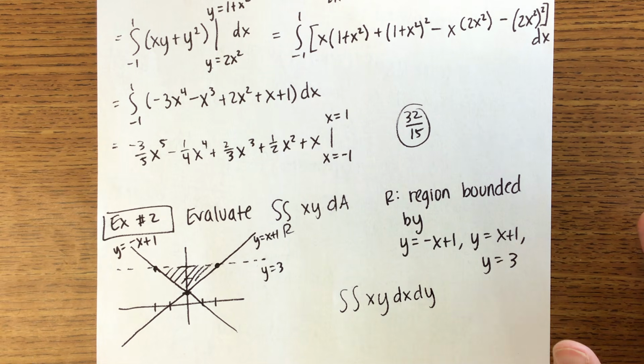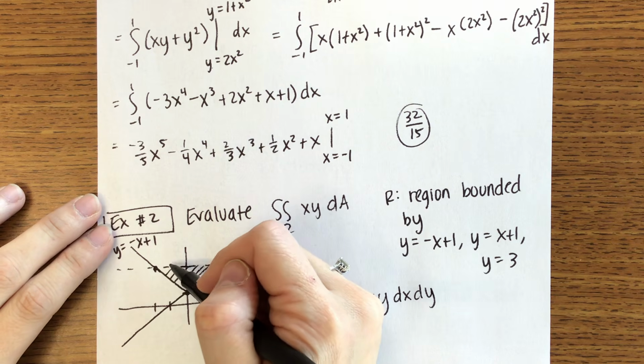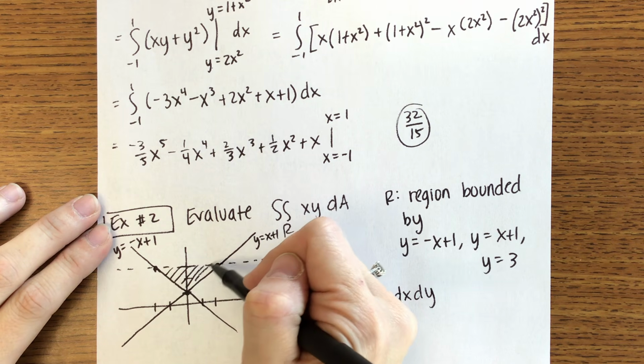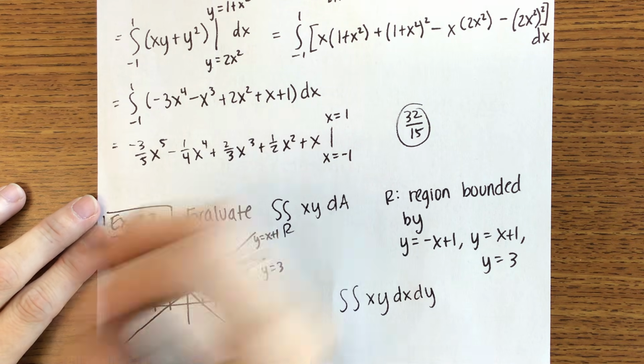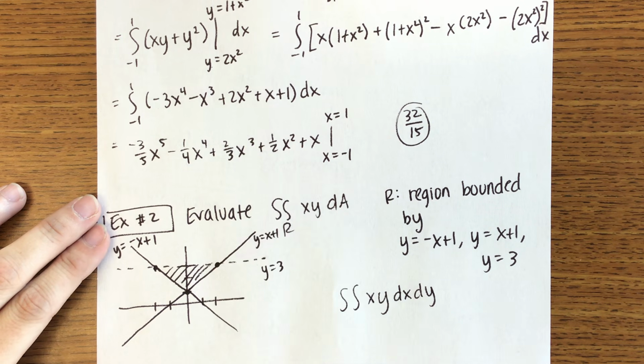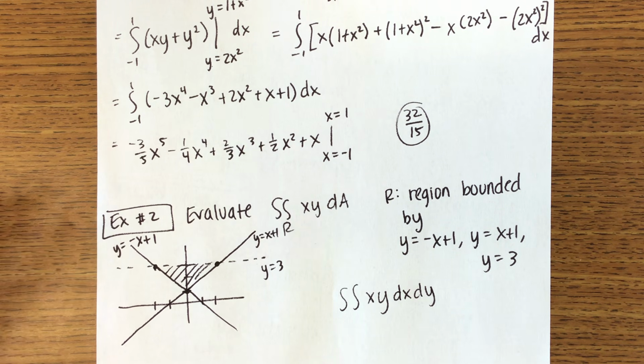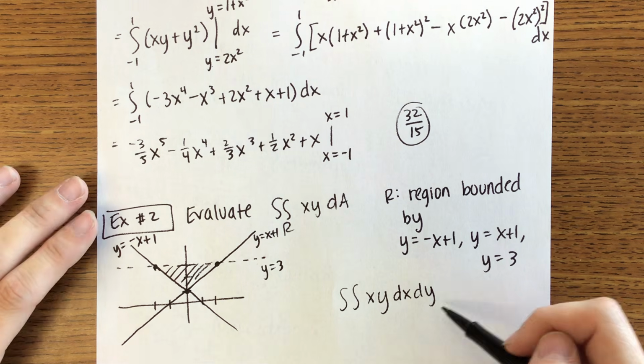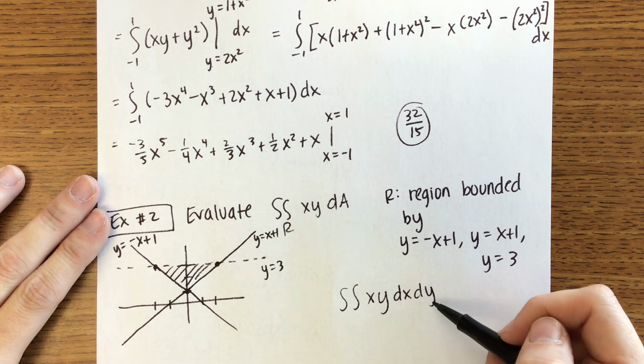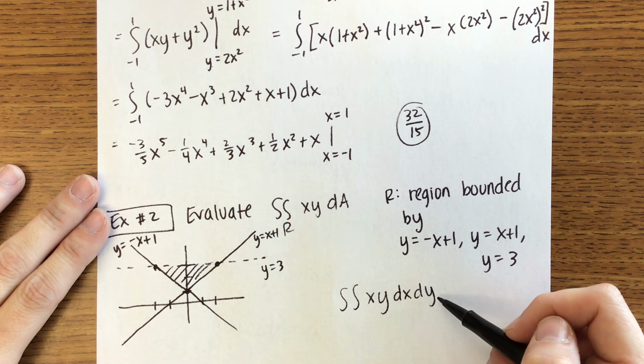We could integrate with respect to y first. That would be fine. If we integrated with respect to y, though, we would need two integrals. We would need one for over here and one for over here. Does that make sense? And sometimes that's going to be the case. Sometimes you can't avoid that. Bounds for y are going to be the easiest, so let's do those first because they're constants.